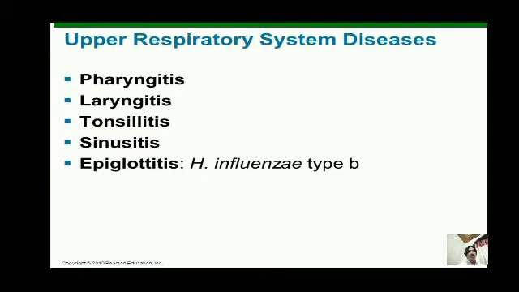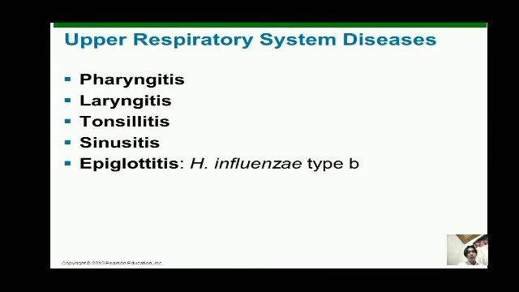The next one is tonsillitis, also the inflammation of the tonsils. Tonsils are the lymphoid tissues found in the upper respiratory system. And then the next one is sinusitis, also the inflammation of the sinuses. When this happens, heavy nasal discharge of mucus occurs, and it can drain into the nasal cavity.